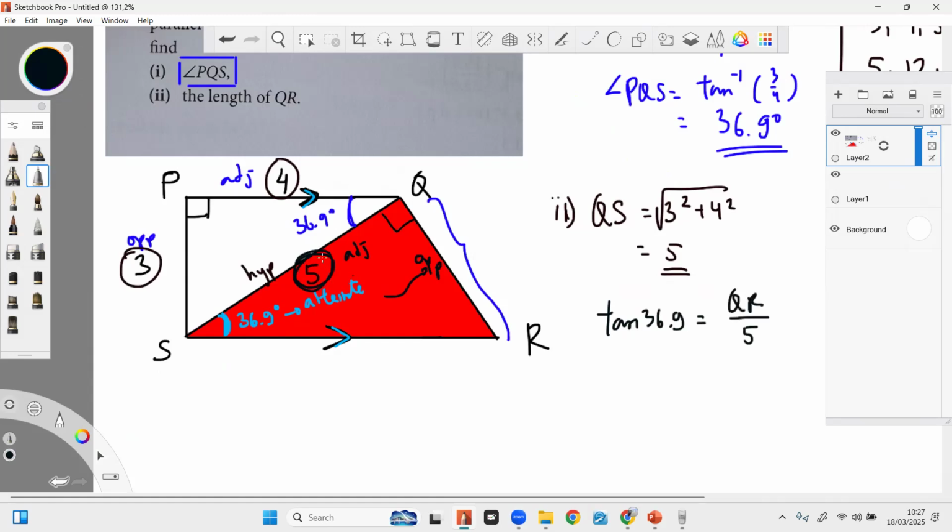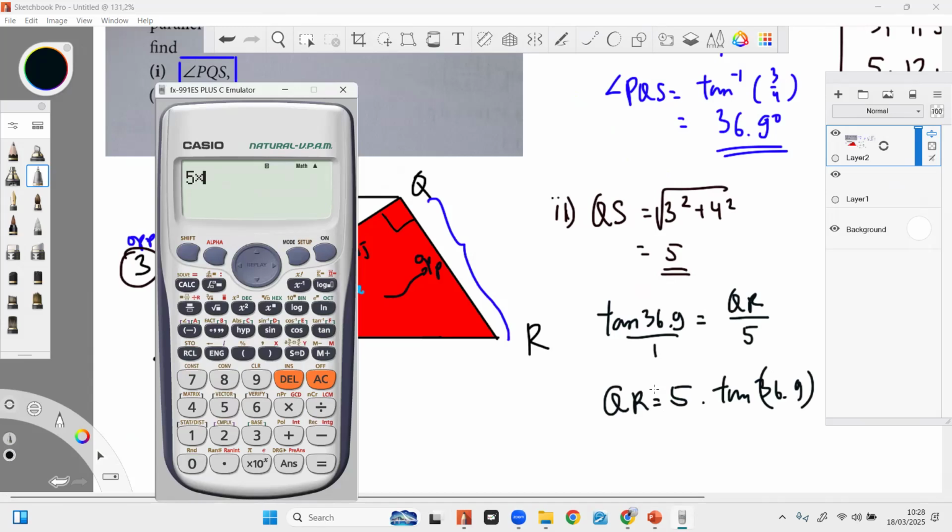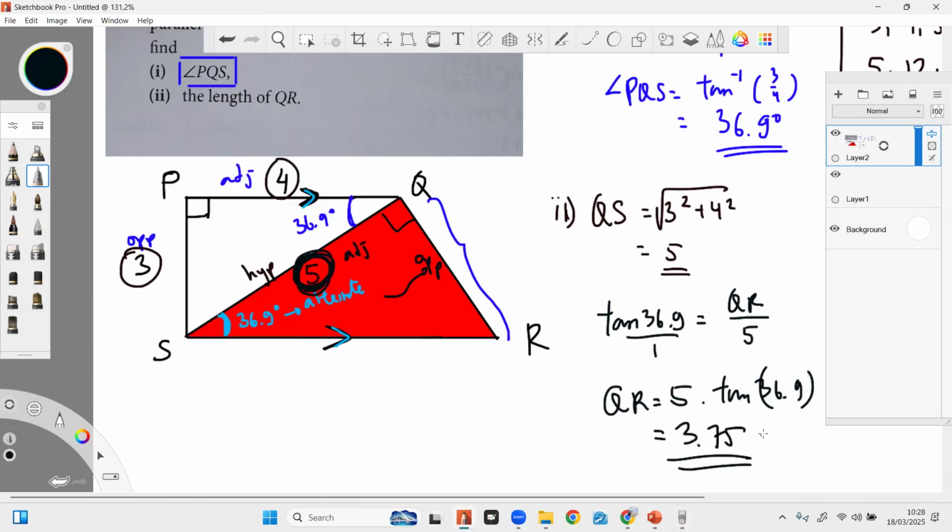So this 5 is no longer the hypotenuse. This 5 is the hypotenuse for QSP, but it is the adjacent of QSR or RQS or RSQ, anything. So cross multiply. Do your calculation. 5 times tan 36.9. 3.75. Is the unit in meter? Centimeter.